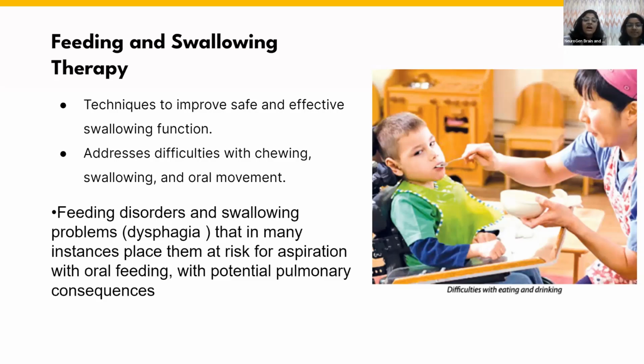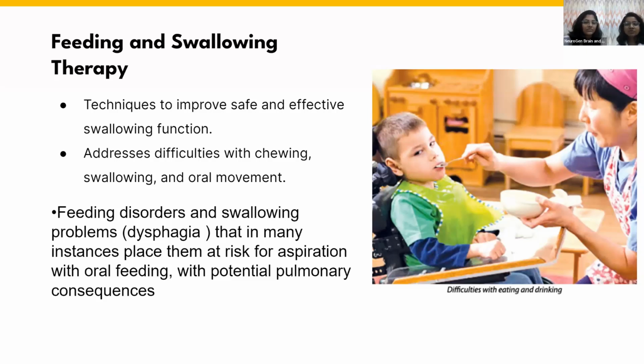The next is feeding disorder and swallowing problem, that in many instances place the patient at risk of aspiration with oral feeding, with potential pulmonary consequence. So in order to avoid all of this, it is not just the techniques or strategies that we can use, but we can also modify the environmental factors, like we could adjust the posture, the feeding, the utensils that you're giving them. All of these environmental modifications could also aid or help in feeding as well as swallowing.